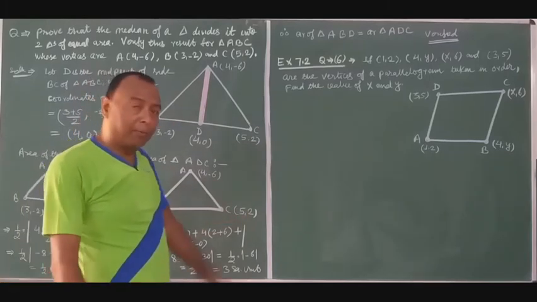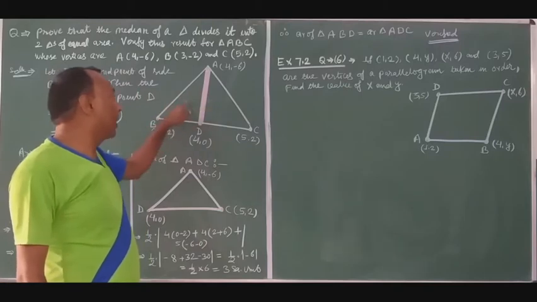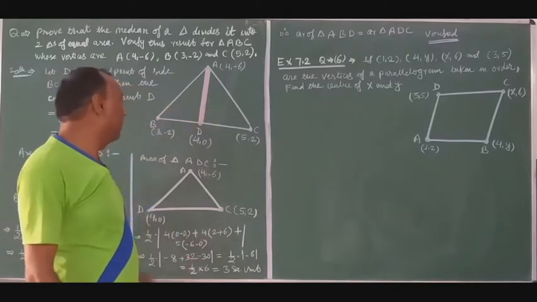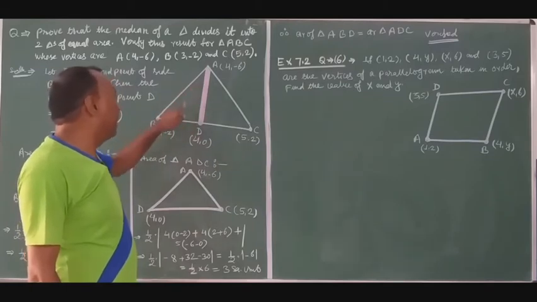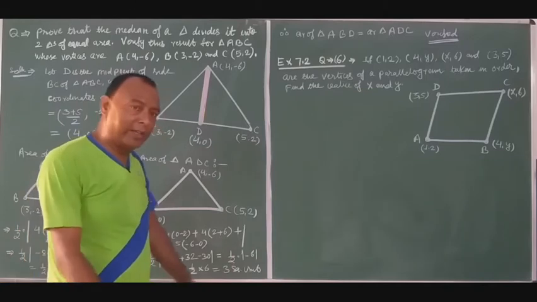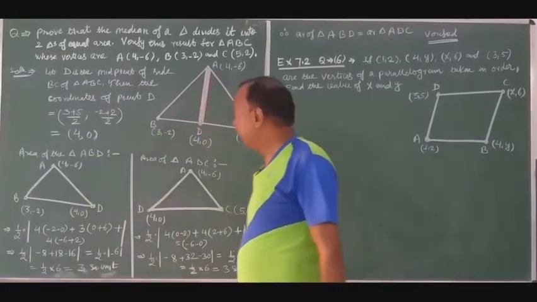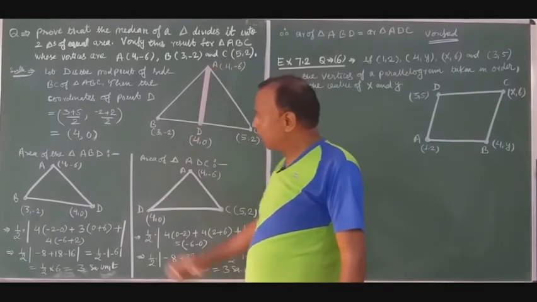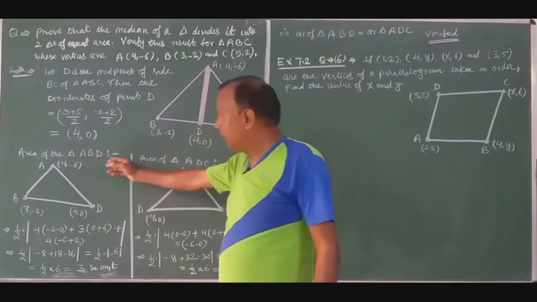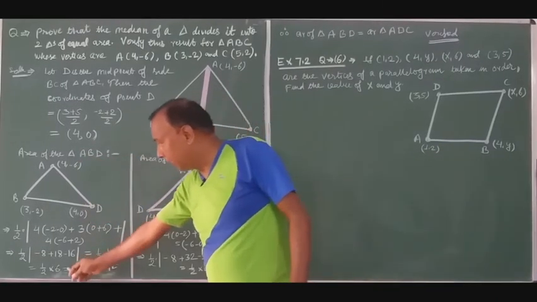Now what we have to prove? That this median divides the whole triangle ABC into two triangles of equal area. It means the area of triangle ABD should be equal to the area of triangle ADC. So now just look here. This is triangle ABD. We have put the vertices here, and we will find the area of this triangle by using this formula.